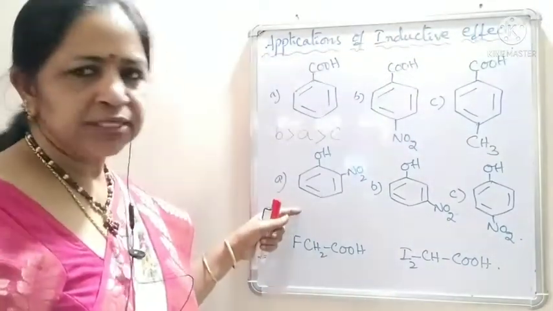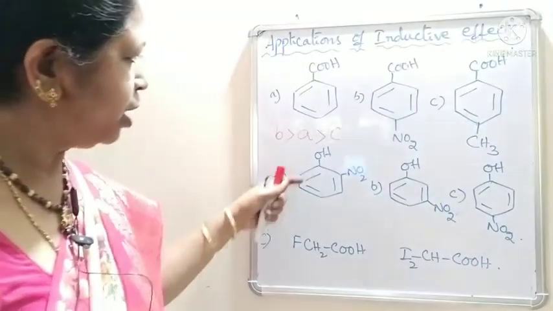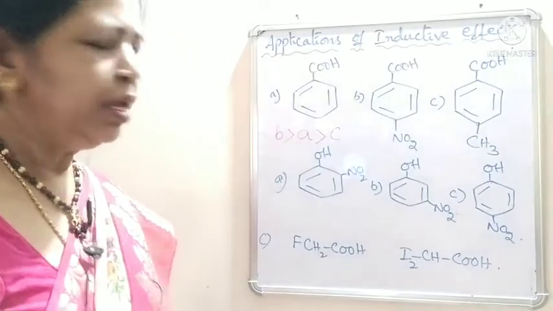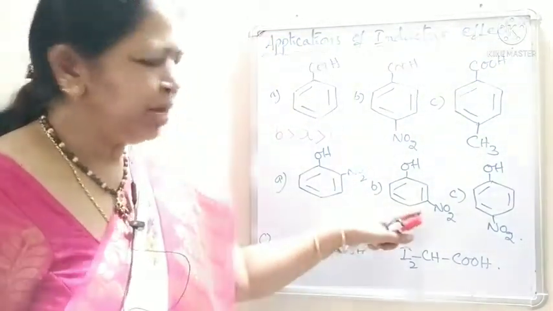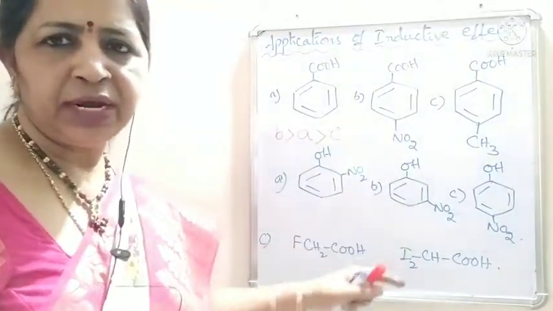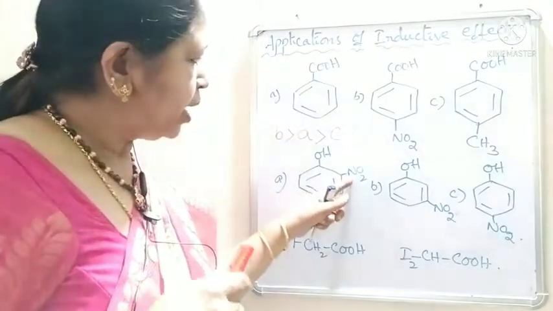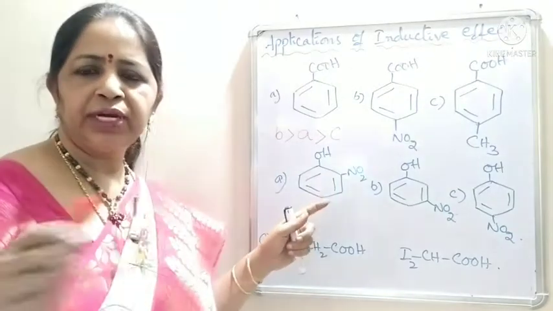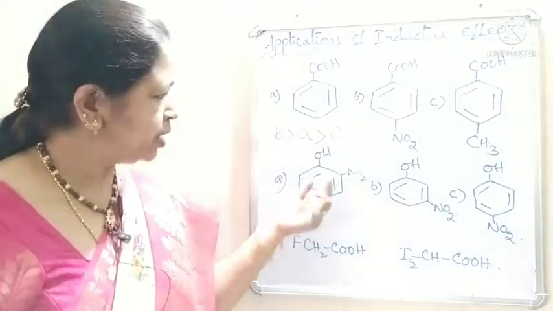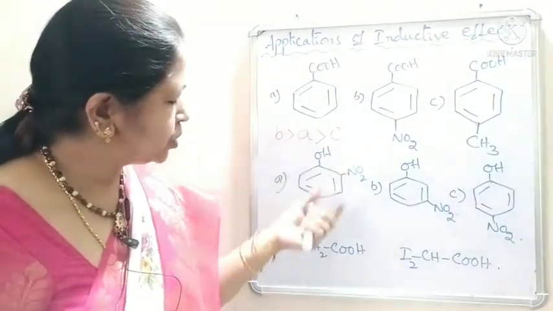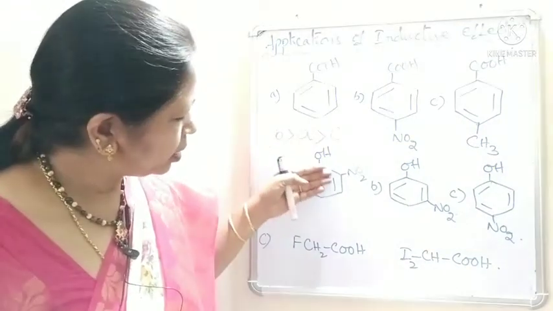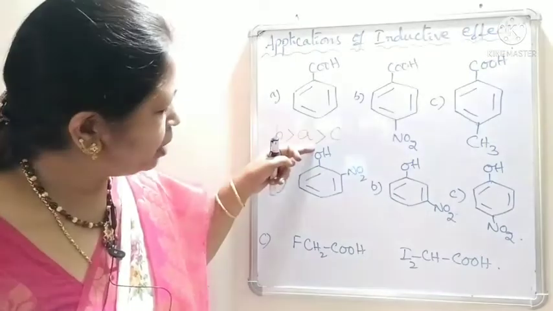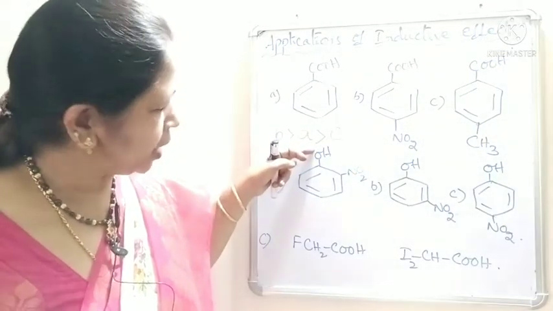If we see the next set of structures, that is orthonitrophenol, metanitrophenol and paranitrophenol. Any group if present at the meta position, the effect will be very less. Here the nitro group is present at the ortho position. We know that the inductive effect is dependent on distance. Here these are closer, so the entire electron density moves towards the nitro group. So, the ease of elimination of the proton is more in this case.